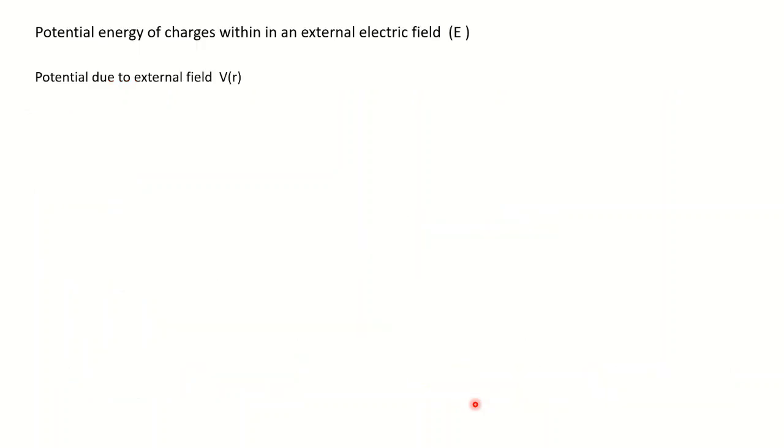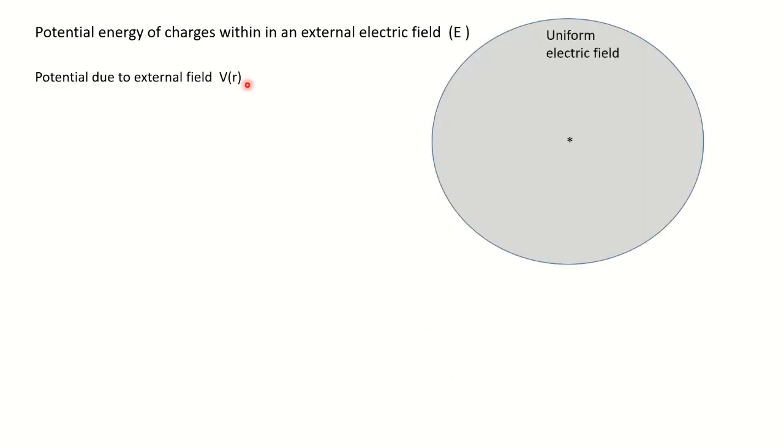Now we are going to discuss potential energy of charges in the presence of a uniform external electric field. Let us consider that a uniform external electric field is present, whatever be the source of the field. We just simply bring a charge Q1 within that field. Hence what will be its potential energy? Its potential energy will obviously be the potential V(R) it is going to experience times Q1. This is going to be its potential energy.